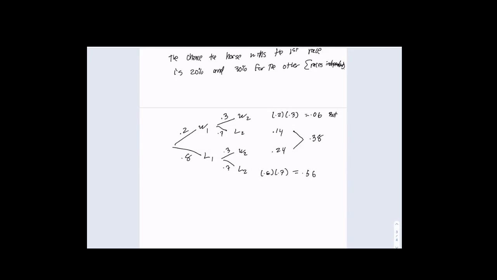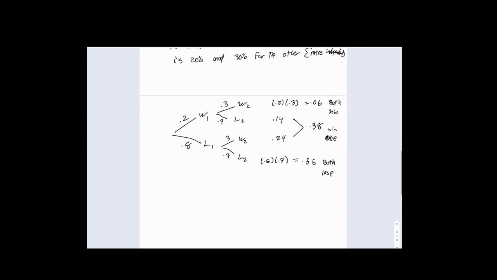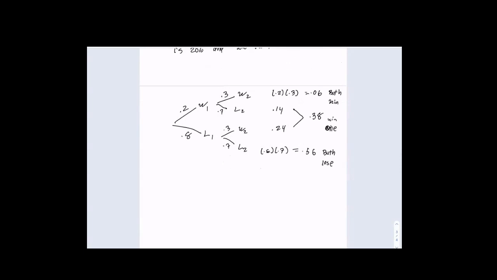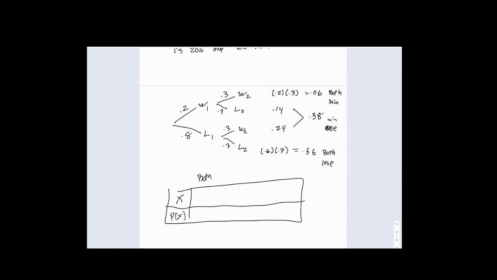So this is that he wins both, loses both, and this is wins one of them. I could turn it into a table, but I'm just trying to figure out the probabilities from it, and this tree diagram helps me do that. So x and p of x. So the idea here is that I can win both, win one, or lose both.